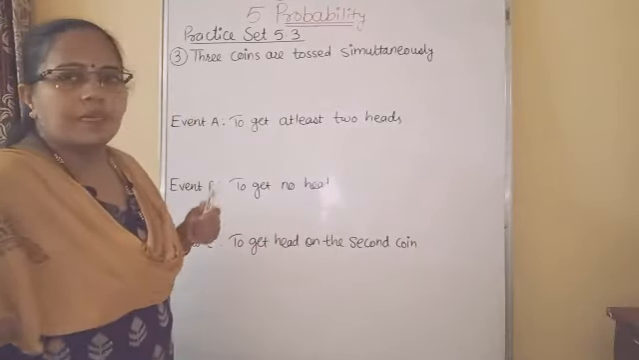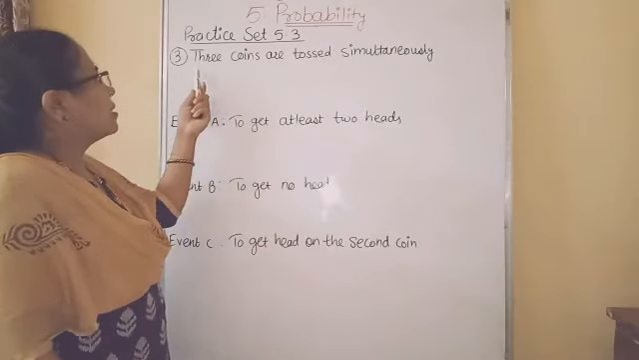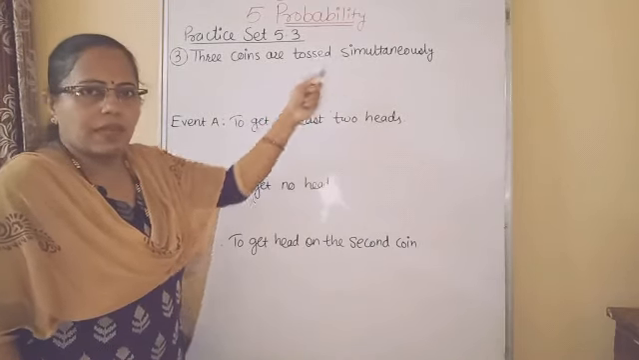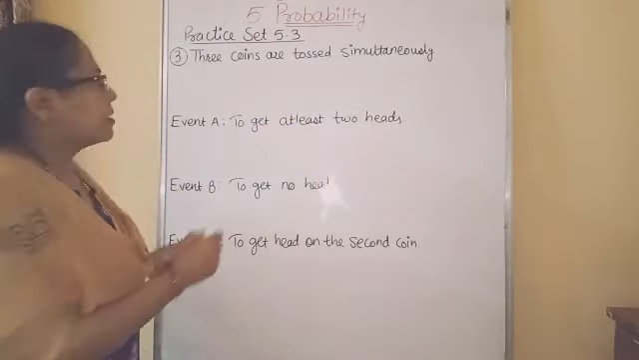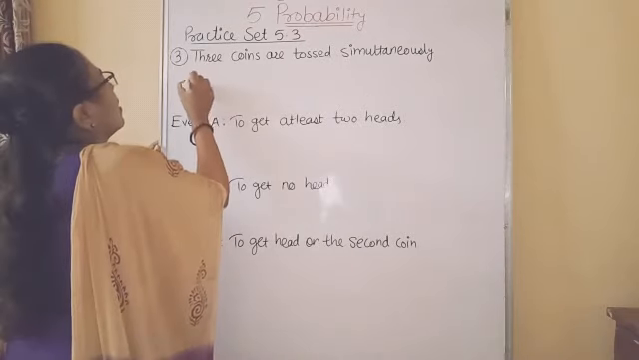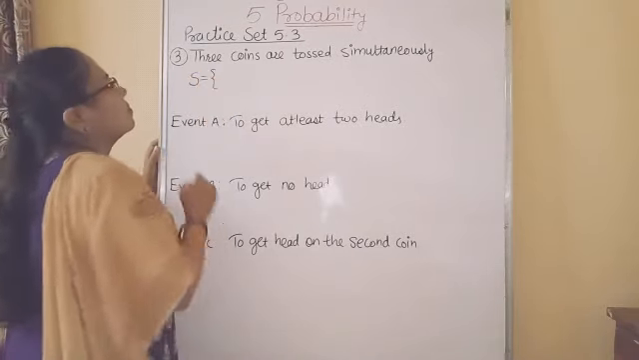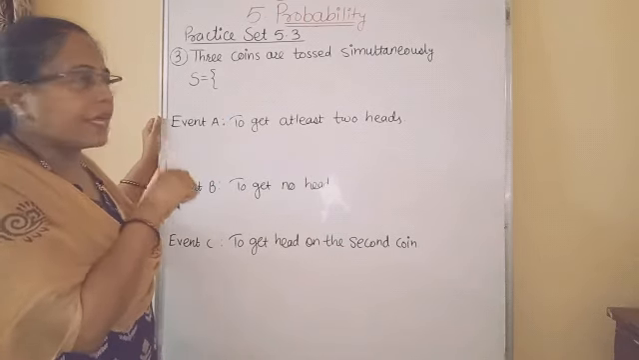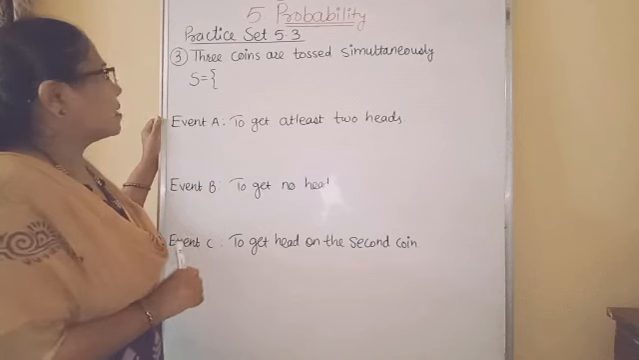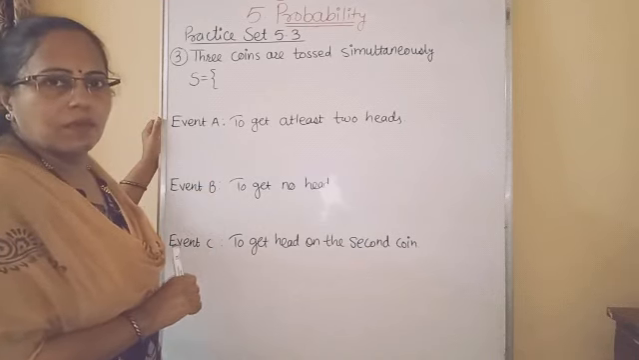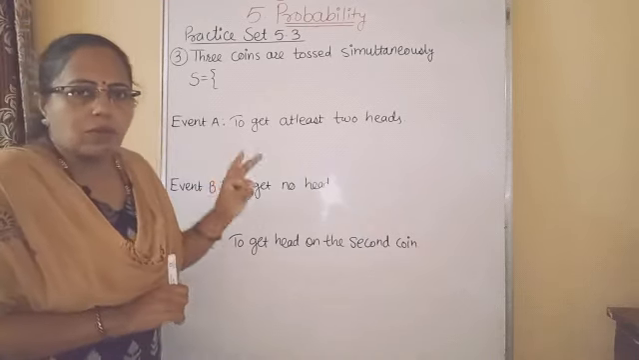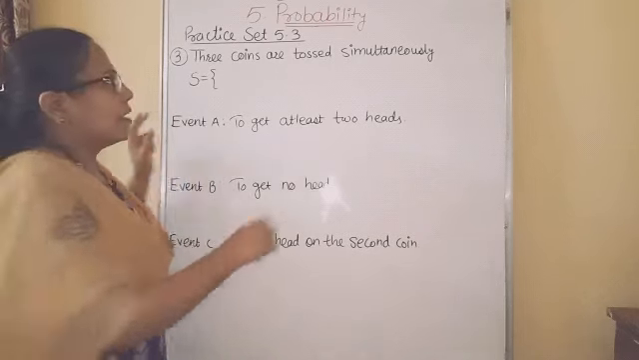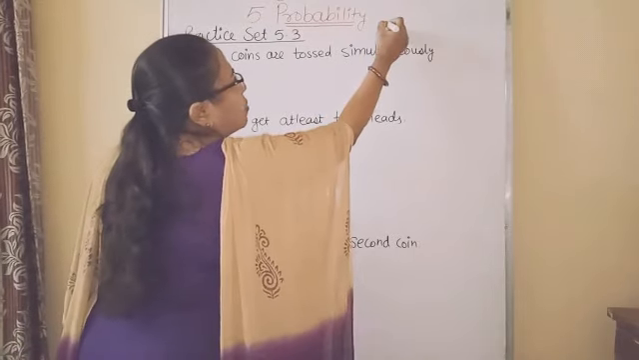Next question number 3. Question is: 3 coins are tossed simultaneously. Okay, so let us first write the sample space. S is equal to... Student, as I told you in the previous practice set, the technique to write the sample space for 3 coins. We know the sample space for 2 coins. I am writing here the sample space for 2 coins.